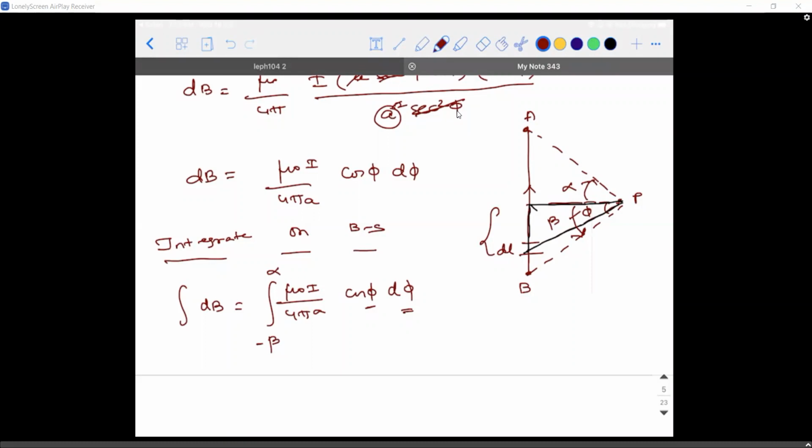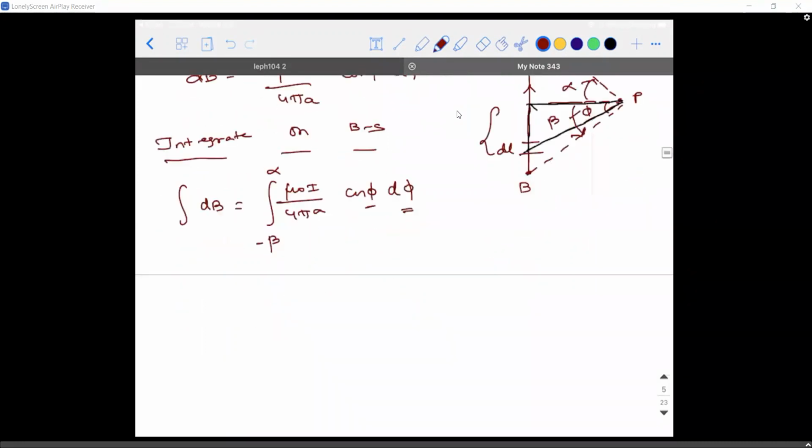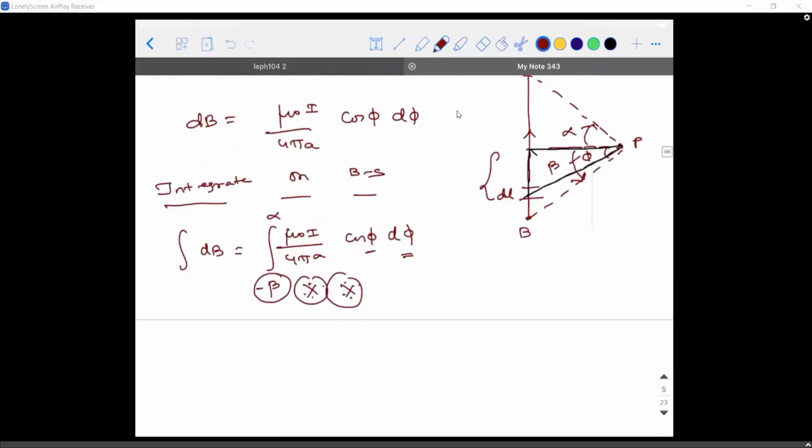Clear, guys? Now comes an important point. What is the integral of dB? This is a very, very crucial step. If you miss this, you're not going to get the answer. So I repeat, beta is given a negative sign because it is taken in the direction opposite to alpha. I'm taking alpha as positive, beta will be negative. That's it.